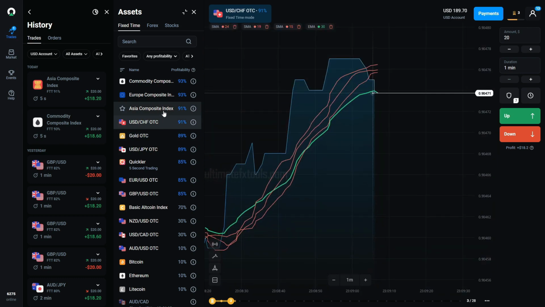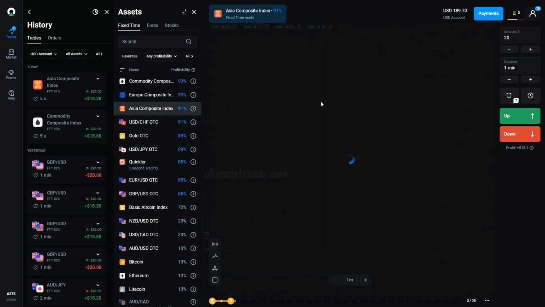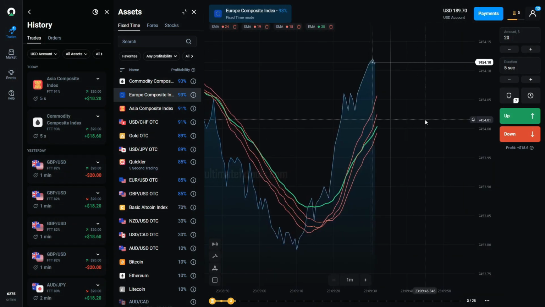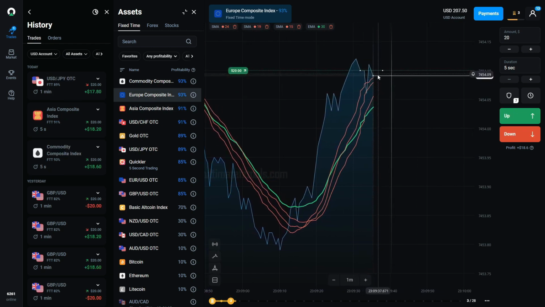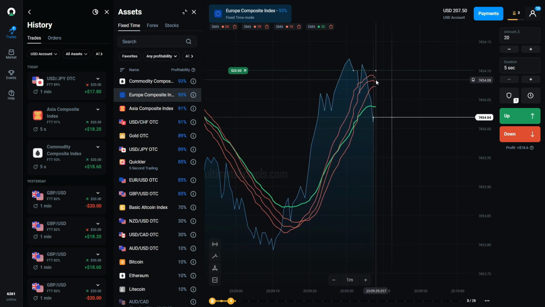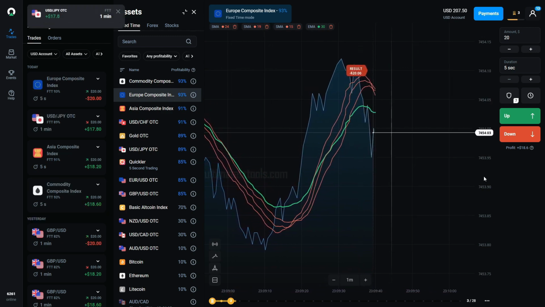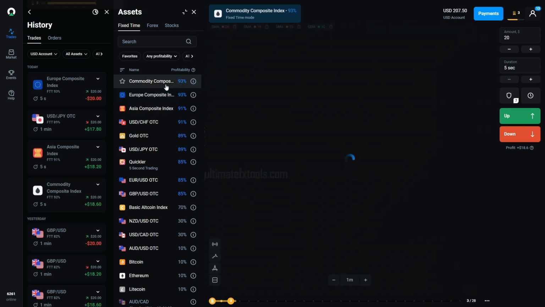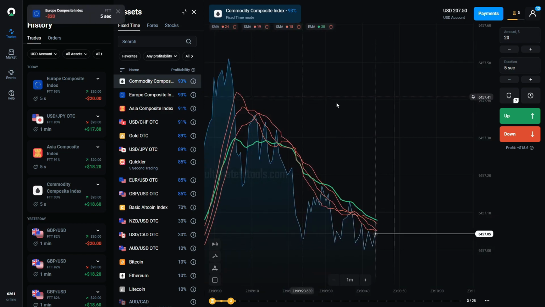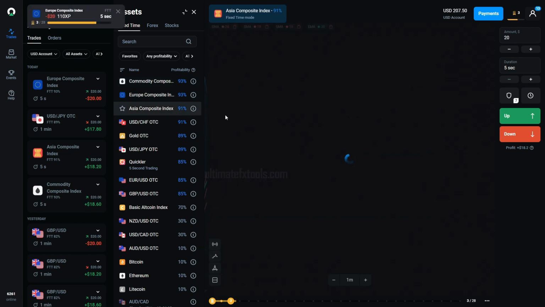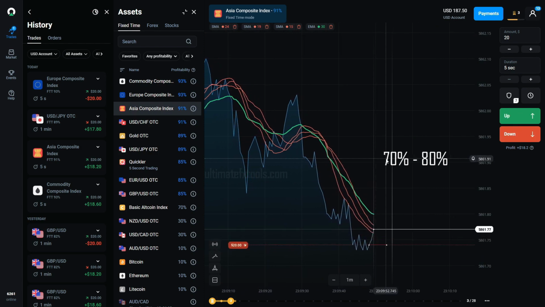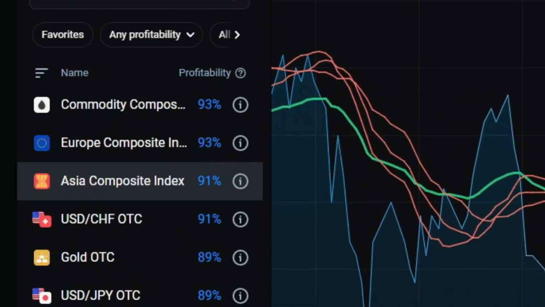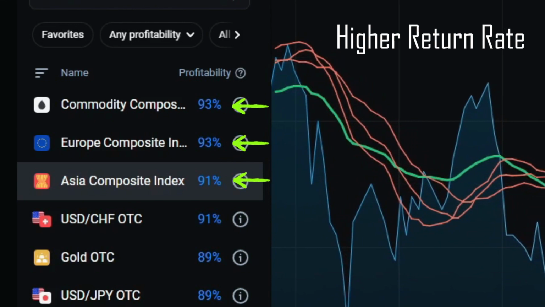Let's go find reliable spots to trade with a composite index. A good uptrend with a Europe composite index. We lost on that one. As you can see, not all the time we will win with this method, but it will give you a rewarding experience with at least 70 to 80% success chance. Also, the composite index gives a higher return rate than others.